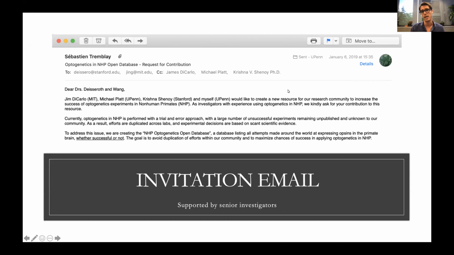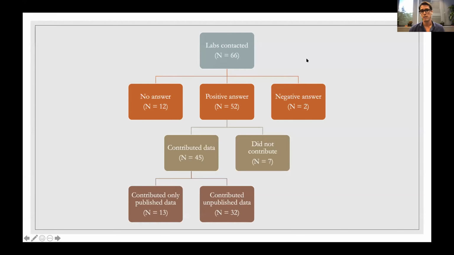So can we build a resource that is going to allow us to make evidence-based decisions when designing an experiment in non-human primates using optogenetics? So I contacted around 66 labs through this initiative, and I was super surprised and happy that a vast majority of them were willing to contribute. So 52 out of 66 said yes, they would be happy to send some data. When some work was involved to actually send the data, about 45 of them actually did. And out of these 45 labs, we have 32 who have contributed unpublished data, things that were never known to the wider community.